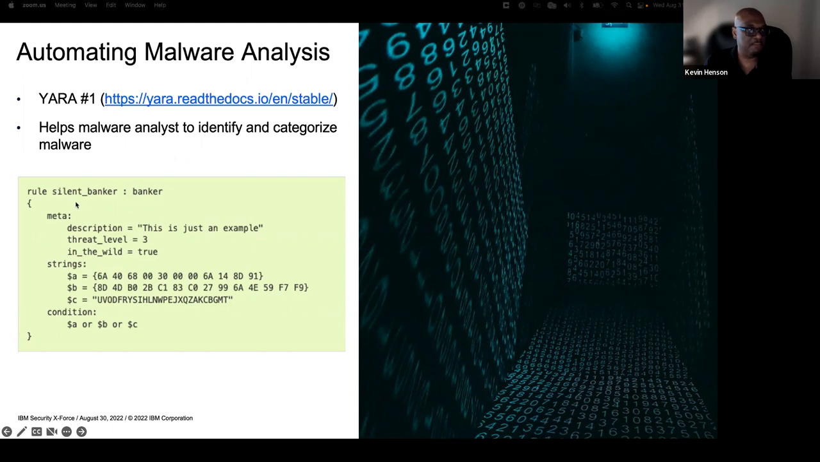For example, in this sample, the rule name is called Silent Banker. This particular Yara rule is supposed to detect a malware called Silent Banker. So if you have some type of system where the rules are deployed and you can run your sample through that system, this Yara rule will help you identify the sample. The good thing about this is that you can process many samples. Again, it's good to also have some type of development or programming background, because that comes in handy when you're dealing with a high volume of data.